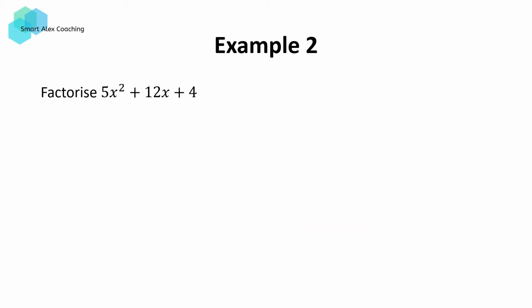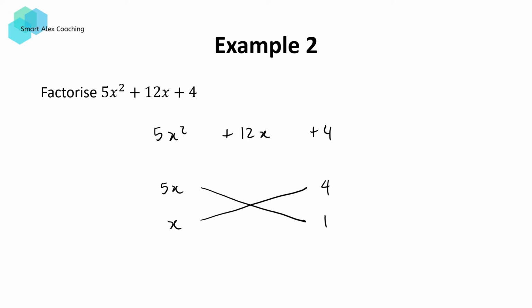Looking at our second example, 5x squared plus 12x plus 4. Same process, we're going to write out these terms at the top. For 5x squared, we're looking for two terms that multiply to give 5x squared. Clever choice to just try 5x and x. For 4, I might like to try 4 and 1 in this case. And then we're just going to multiply diagonally and add them up. So we have 5x times 1 plus x times 4. That's going to give us 5x plus 4x, which is 9x.